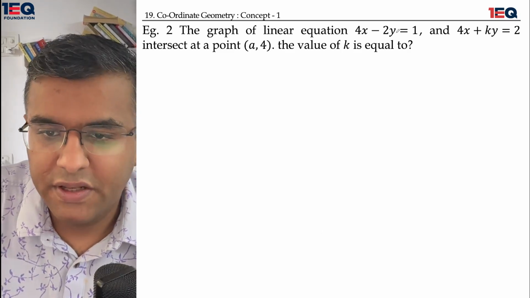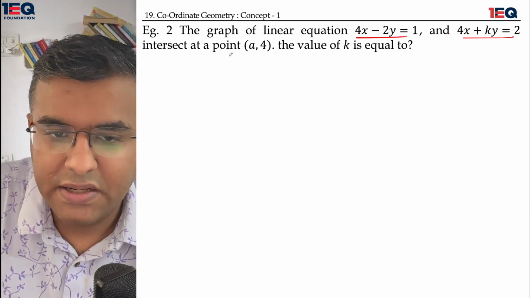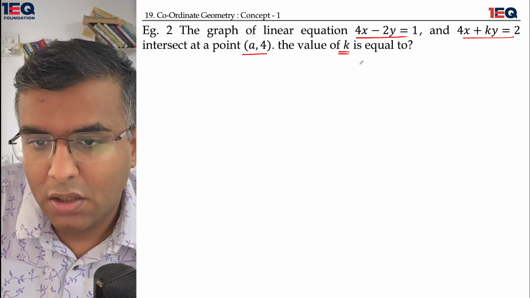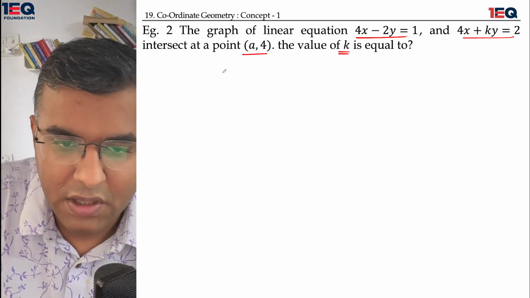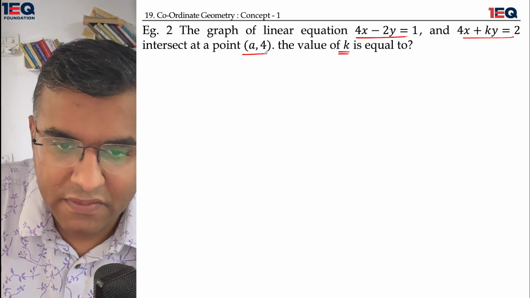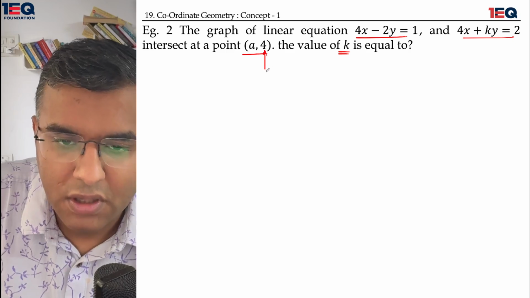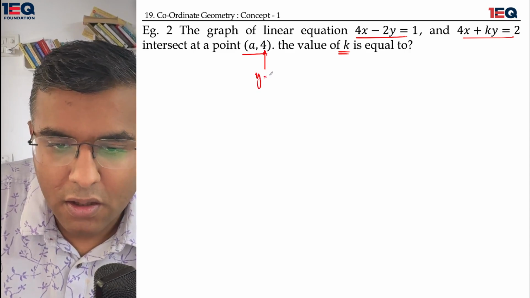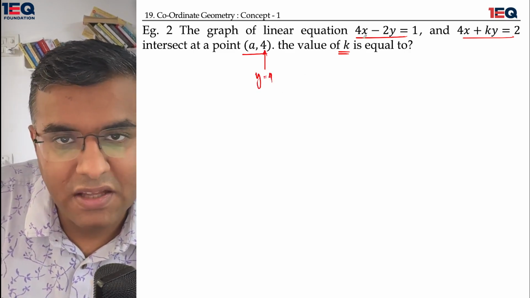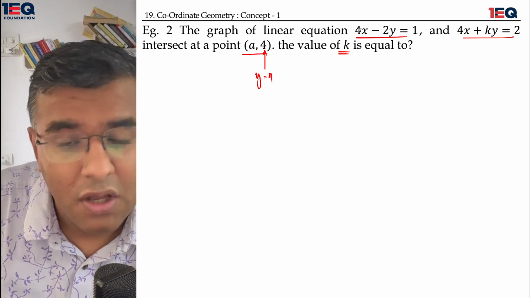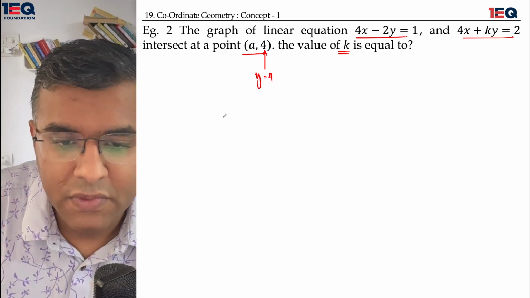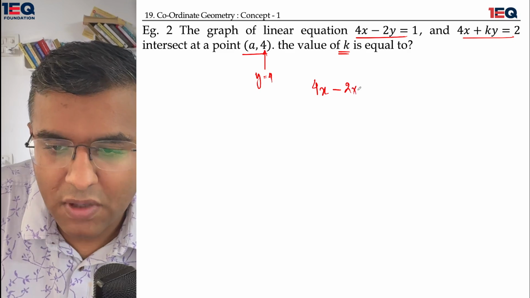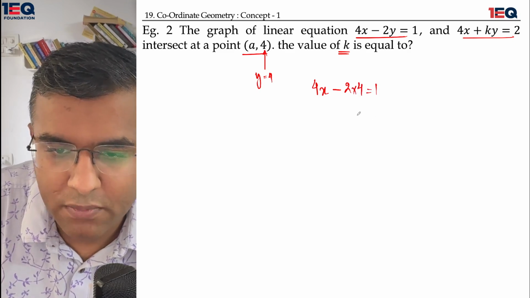So the graph of a linear equation, this and this intersect at a point called a comma 4. What is the value of k in the equation? If there is an intersection point available which is at a comma 4, that means I can put in the value of y equal to 4, which would give me the value of x as a coordinate. Okay, so I would get here 4x minus 2 multiplied by 4 being equal to 1.